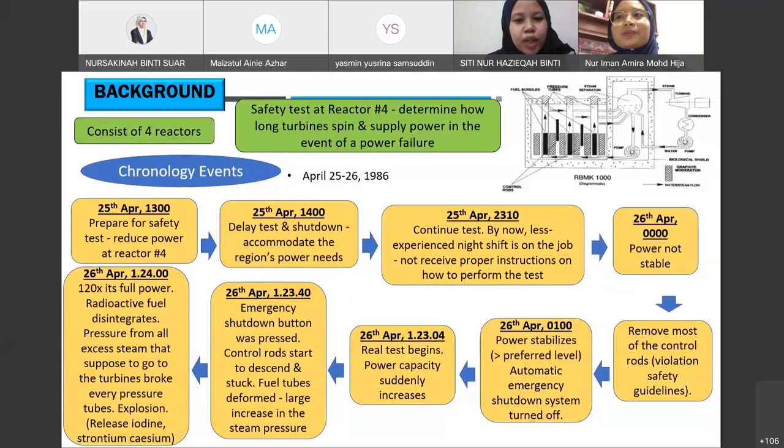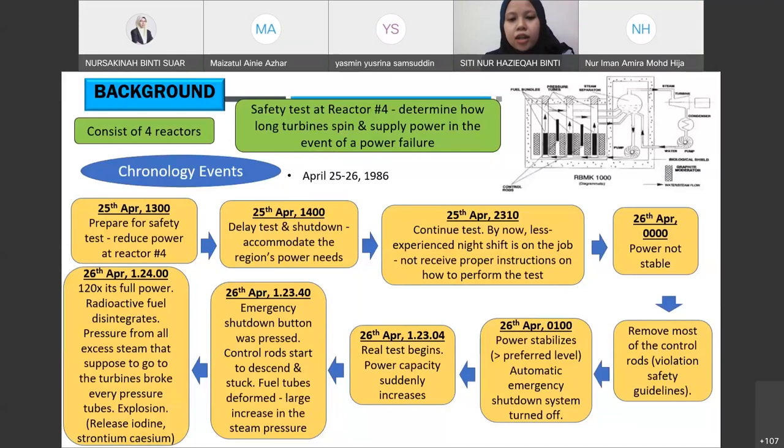On 25th April at 1 p.m., they started to prepare for the safety test and began by reducing power at reactor number 4. At 2 p.m., the test and shutdown were delayed to accommodate the region's power needs. At 11:10 p.m., they received approval to continue the test. By now, a less experienced night shift was on the job. They had not actually received proper instructions on how to perform the test.